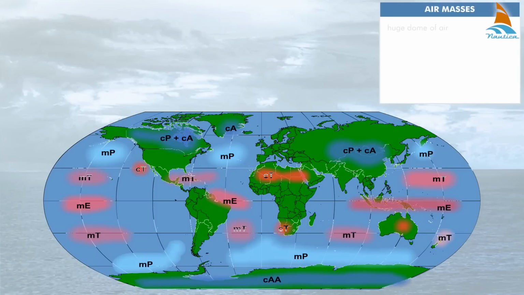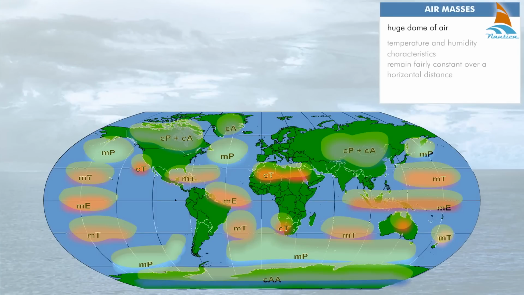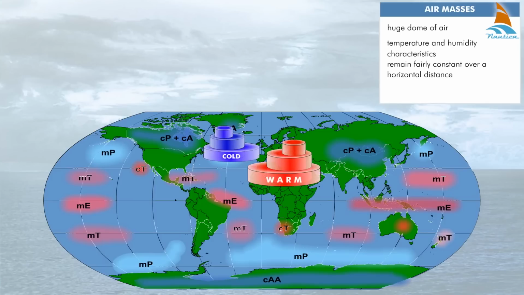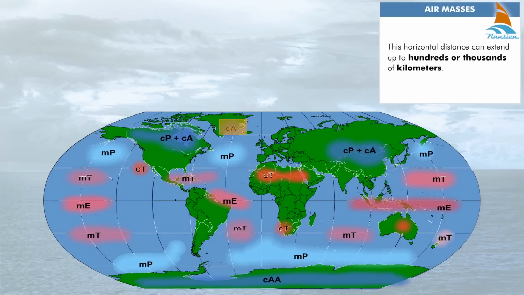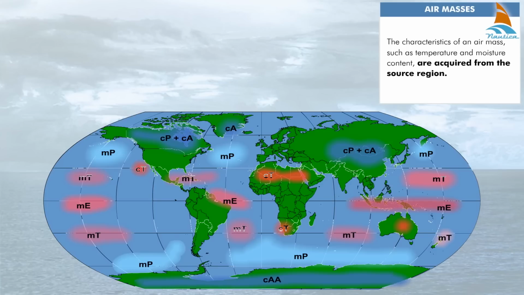An air mass is a huge dome of air whose temperature and humidity characteristics remain fairly constant over a horizontal distance. This horizontal distance can extend up to hundreds or thousands of kilometers. Air masses are classified according to the characteristics of their source regions. A source region is the area where an air mass originated. The characteristics of an air mass, such as temperature and moisture content, are acquired from the source region.